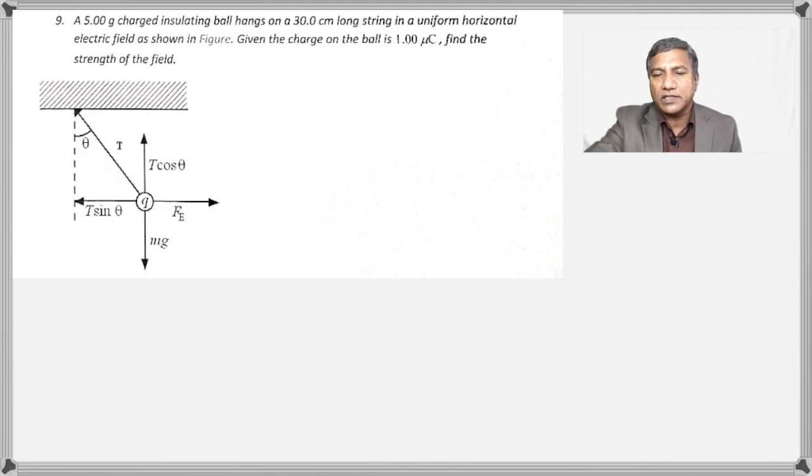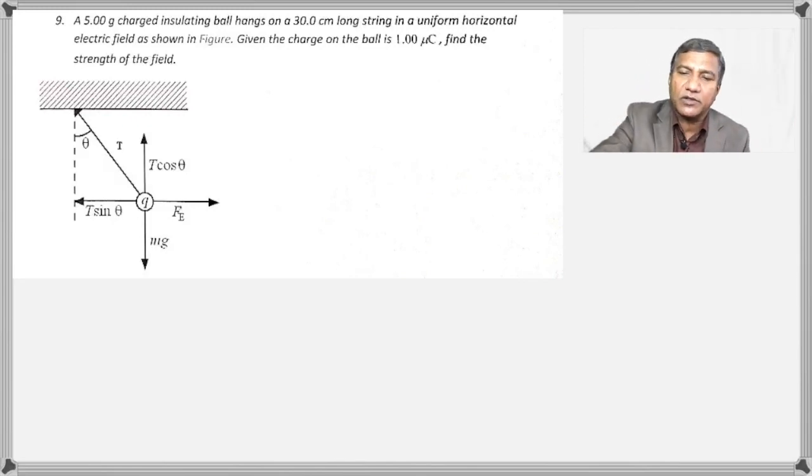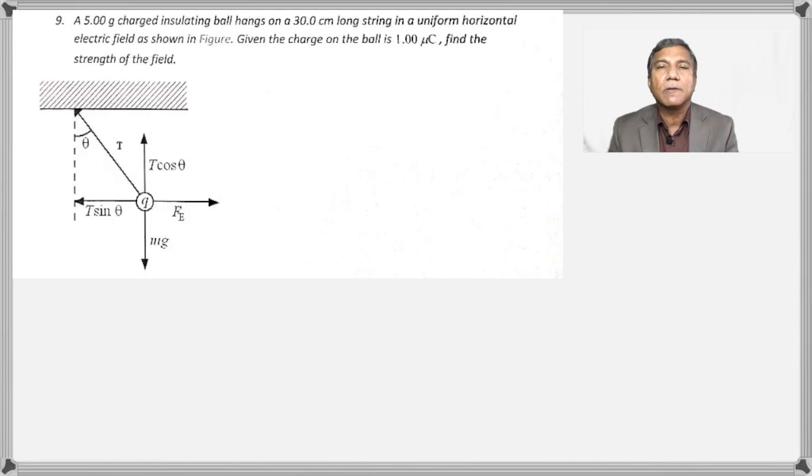If you look at that diagram, you can see the forces acting on the ball. Number one is the weight of the ball acting vertically down, the gravitational force. Next is the electric force because of the field acting on the particle. So those are the two forces. And then the third one is the tension in the string, which is T here.